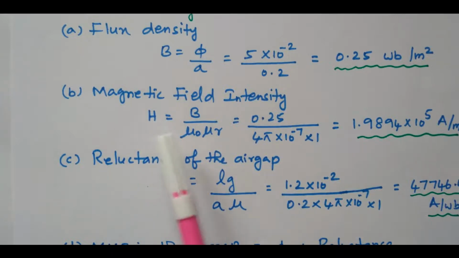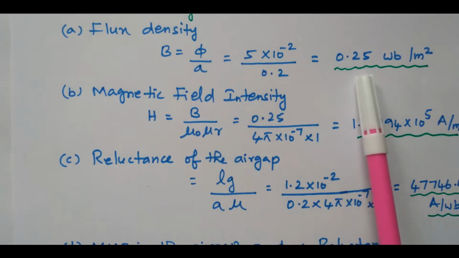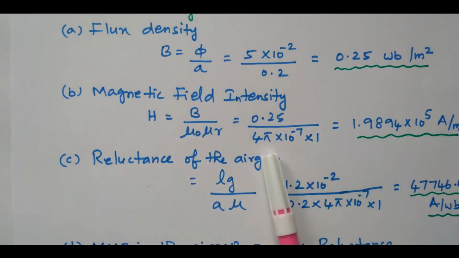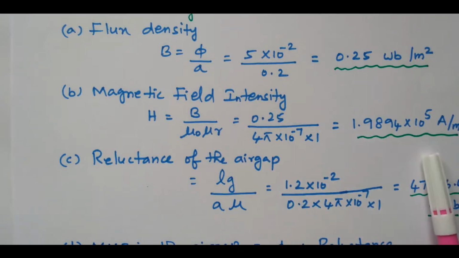Magnetic field intensity H equals B divided by μ0 μr. This relation is available: B equals μH. From that, H equals B divided by μ0 μr. The B value we calculated here is 0.25 Weber per meter square. μ0 is the constant 4π × 10^-7, and the relative permeability is 1. After simplifying we got 1.9894 × 10^5 ampere per meter. The flux density is also calculated.